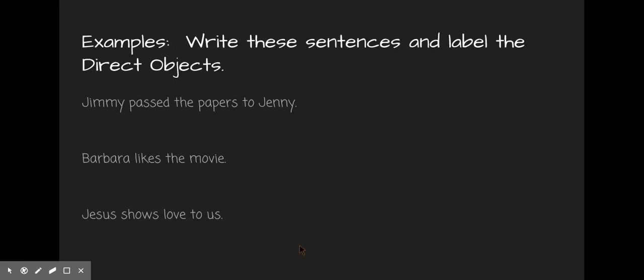All right. Write down these sentences and label the direct objects. Jimmy passed the papers to Jenny. Barbara likes the movie. And Jesus shows love to us.